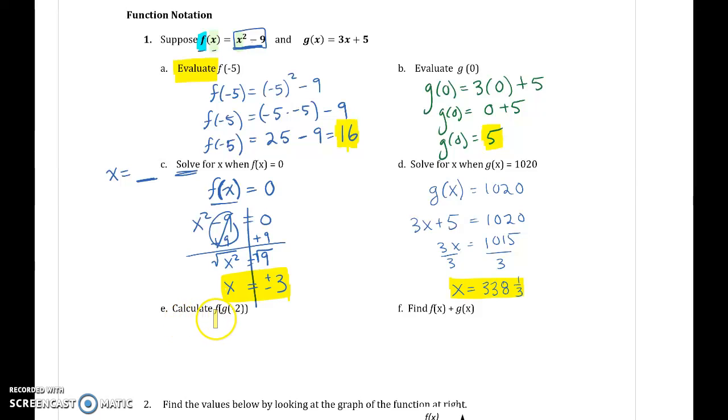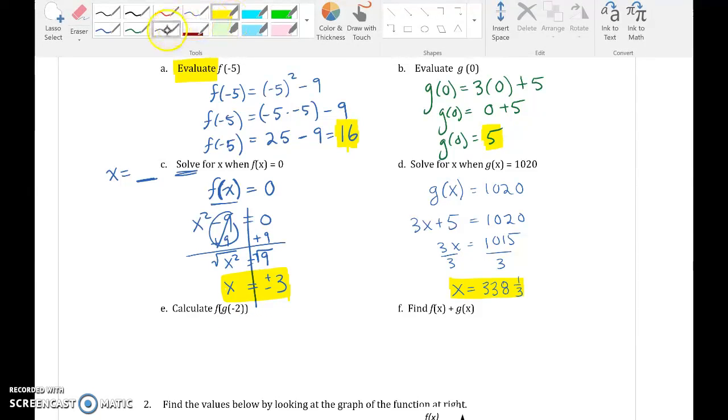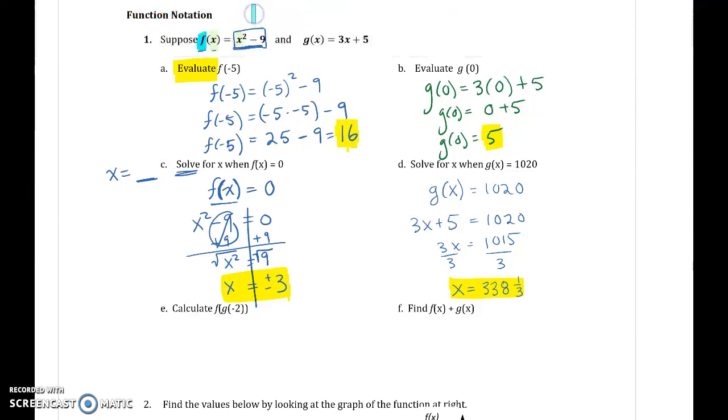We're calculating the function of f with an input of the function of g with an input of -2. I know it sounds complicated, but it's actually pretty simple if we take it step by step. So what we're going to do is focus on this inside function first, function of g with an input of -2. We know how to do that. It's the same procedure we did up here in problems A and B.